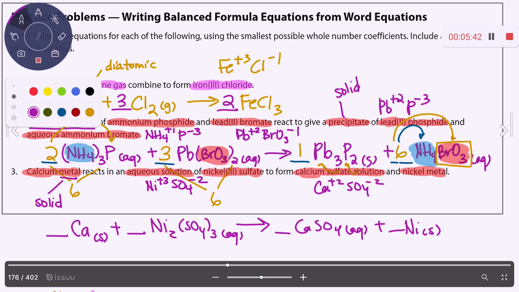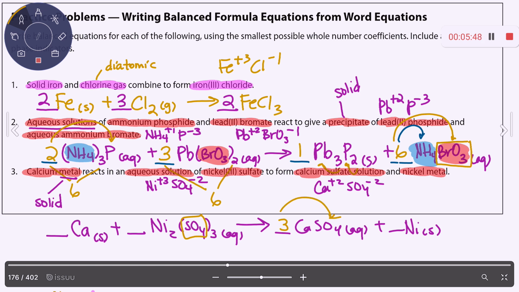Okay, this is not balanced. You've got 3 SO4s, so put a 3 here to balance the SO4, a 3 in front of calcium, and then you've got 2 nickels. And there you are, 3, 1, 3, 2. Okay.